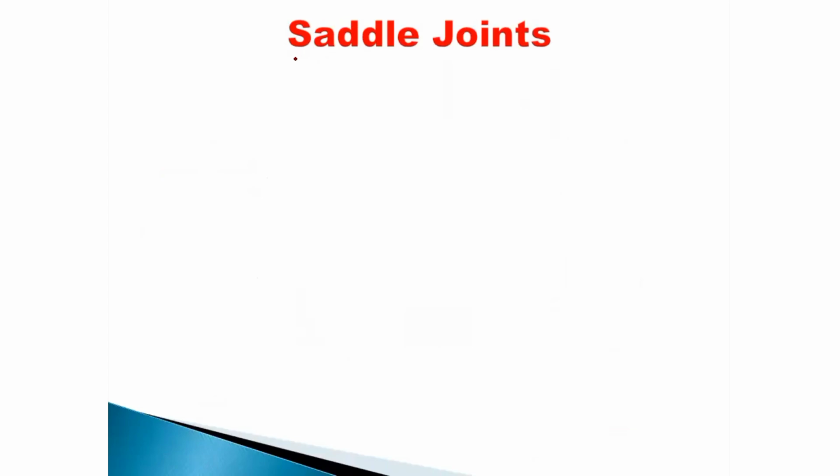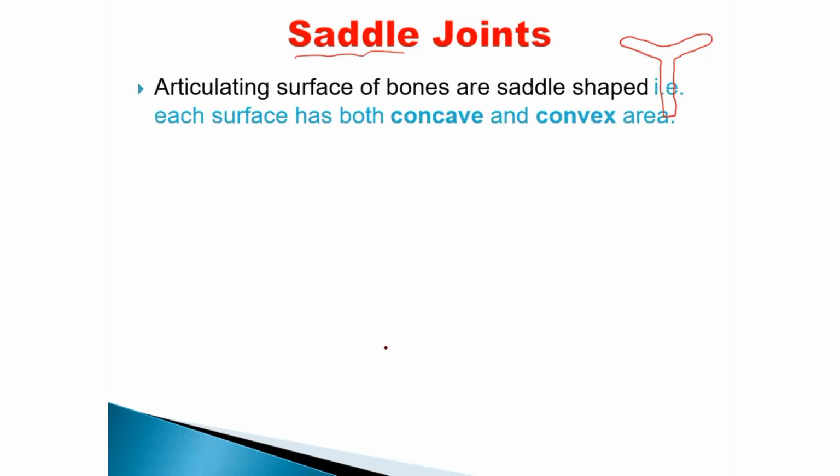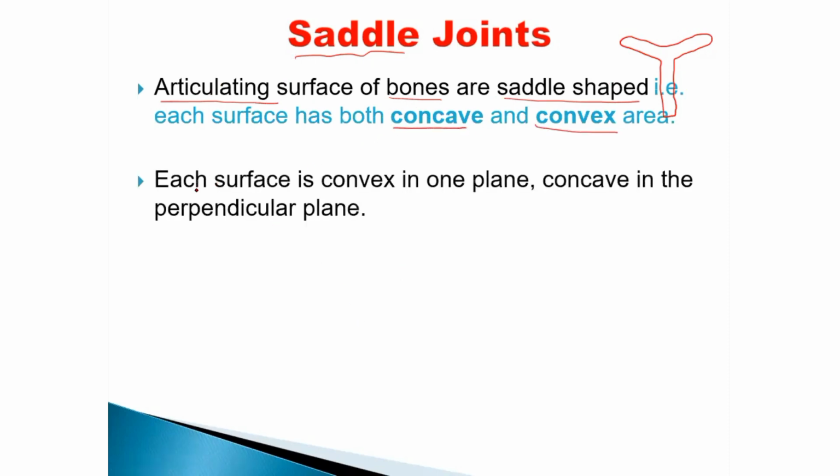Saddle joint is like when you see earlier days, Rishi Munis, they used to carry something like this with them. And this is a saddle basically, on which they used to keep their hand and do meditation. So articulating surface of bones are saddle shaped. That is, each bone has concave and convex area. Each surface is convex in one plane and concave in the perpendicular plane.